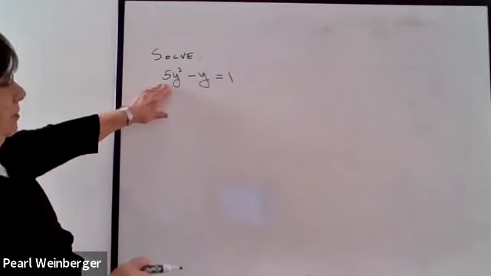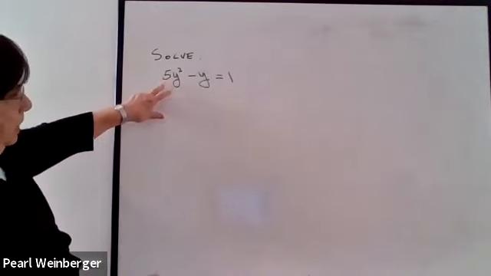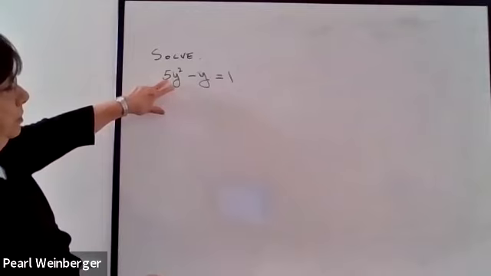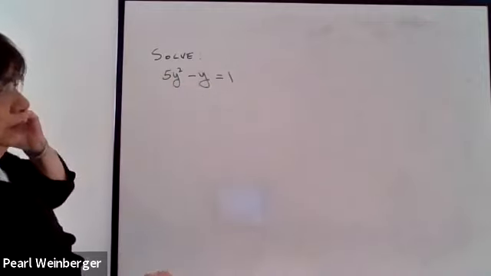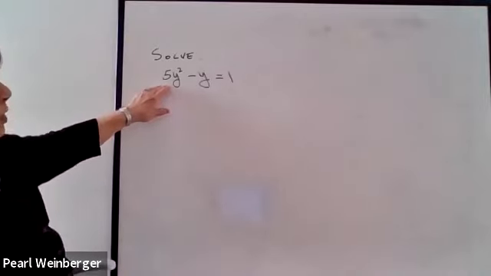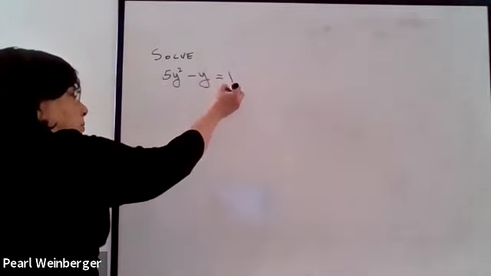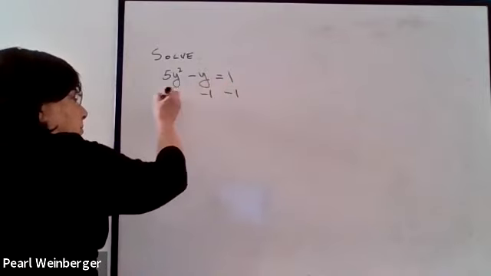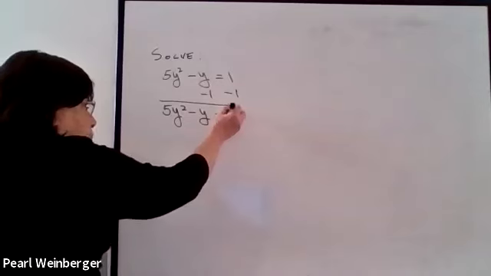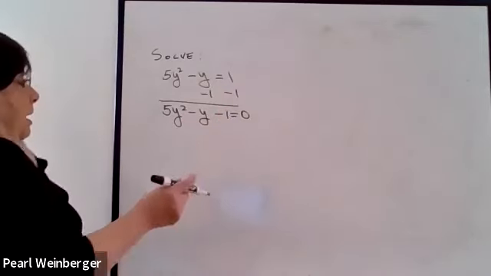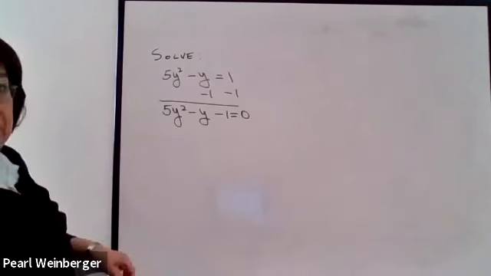I'm certainly not going to solve this using the completing the square method, because the number in front of the y squared, the leading coefficient, is 5. We usually only use completing the square when our leading coefficient is 1. So I'm going to put it in standard form by getting it equal to 0. This will give me 5y squared minus y minus 1 equals 0. And I'm going to use the quadratic formula to solve this.